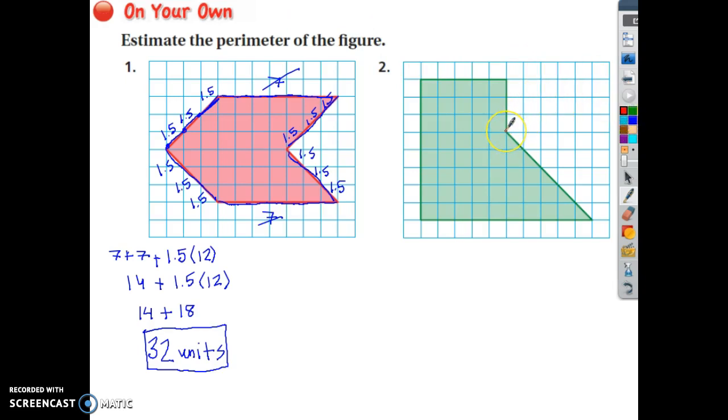I'll go ahead and start here at this point. Remember, I just go vertically 1, 2, 3, horizontally 1, 2, 3, 4, 5. I go vertically 1, 2, 3, 4, 5, 6, 7, 8. And I go horizontally 1, 2, 3, 4, 5, 6, 7, 8, 9, 10. I then add in my diagonals, which is going to give you a total distance of 7.5. Adding all of these numbers together, we get a total distance of 33.5 units.